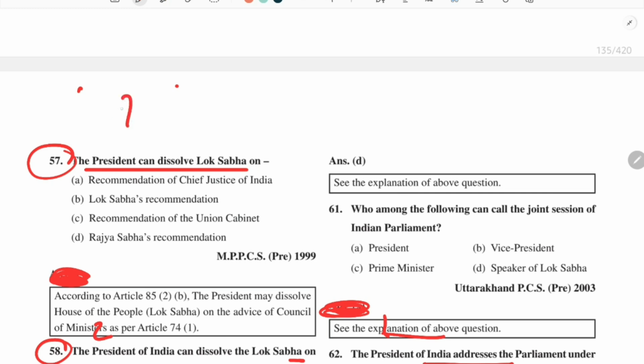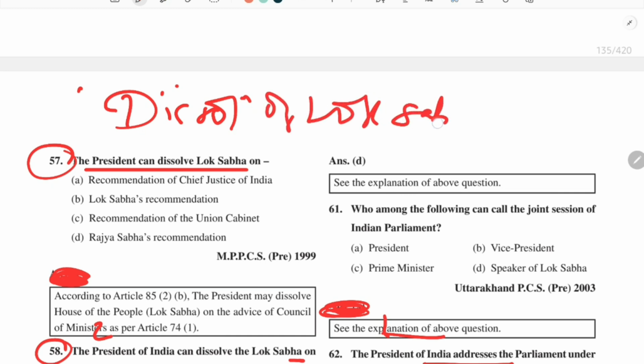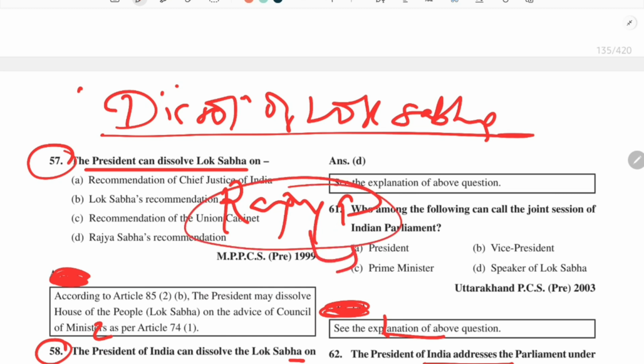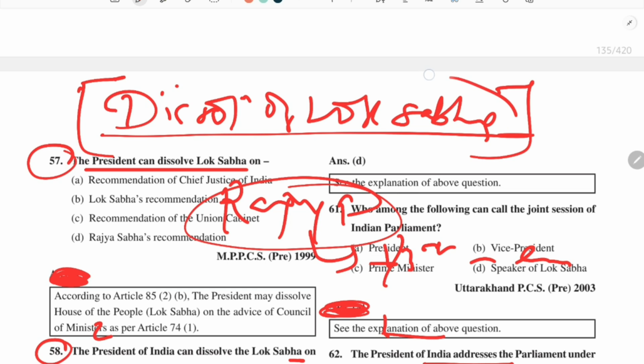So this question is about dissolution of Lok Sabha, and you must always remember that dissolution always takes place in Lok Sabha only, because Rajya Sabha is a permanent house which is not dissolved, though one third of its members retire after every 2 years. So there is no such election in the Rajya Sabha like a general election after every 5 years. Their members continuously retire after every 2 years. So when we talk of dissolution, we talk only of Lok Sabha.